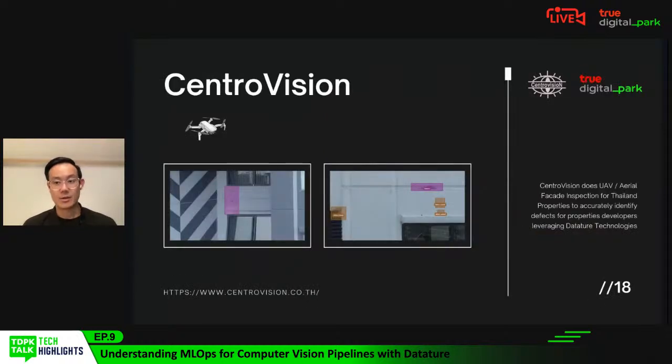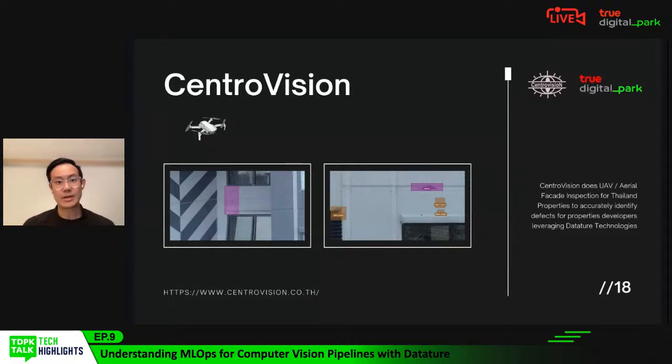One of them is Central Vision, over at TDPK. We met Central Vision just a while ago when I visited Thailand at TDPK, a wonderful place. We met the founder of Central Vision, who does super amazing work with aerial UAVs, monitoring and tracing facade inspections for Thailand real estate developers, making sure that these buildings are kept up to standards and all the cracks are detected.